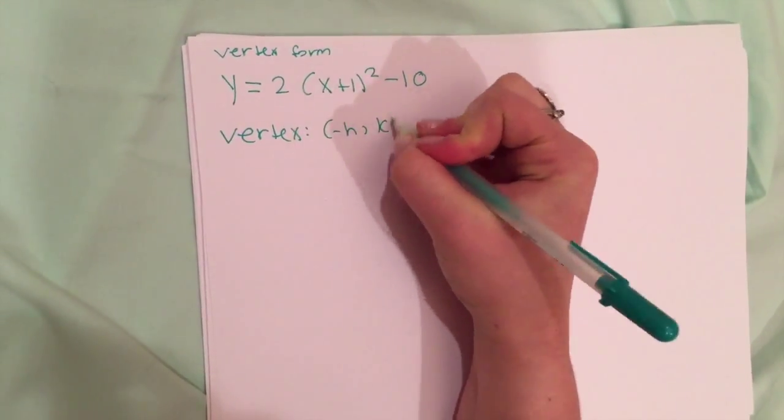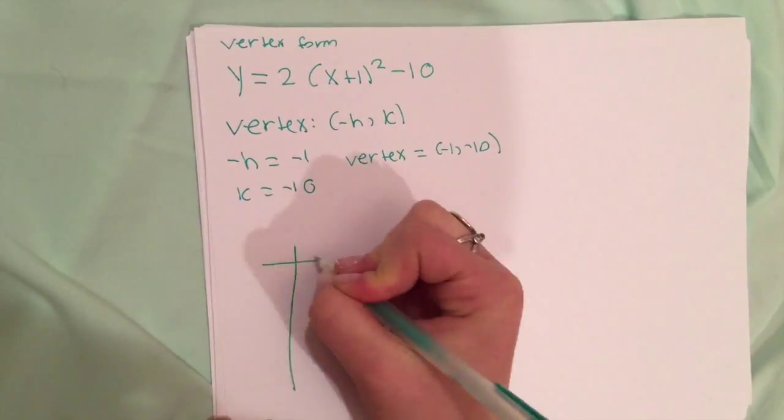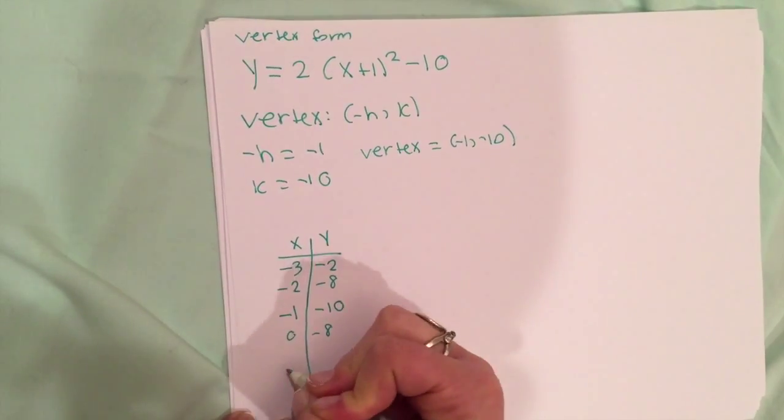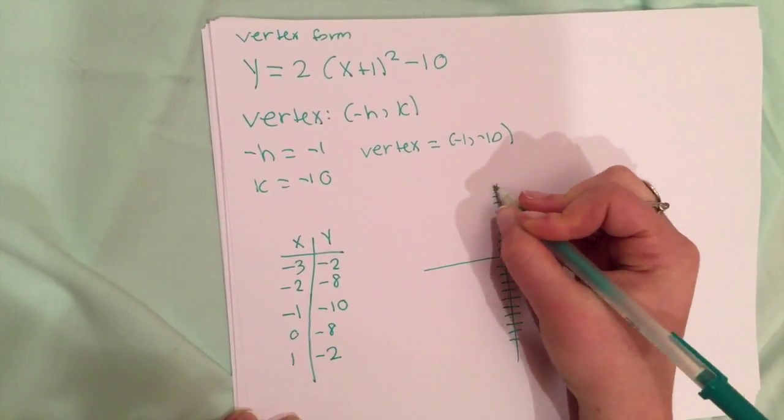This graph is written in vertex form. The vertex is negative h, k. Here, h is negative 1, and k is negative 10. So our vertex is (negative 1, negative 10). Then you plot 2 points to the left of the vertex and 2 points to the right of the vertex, and this is your graph.